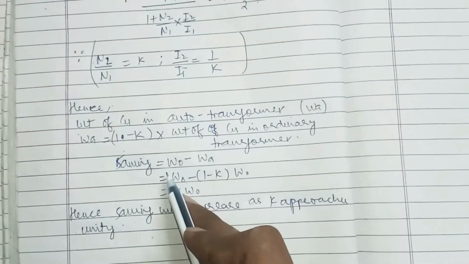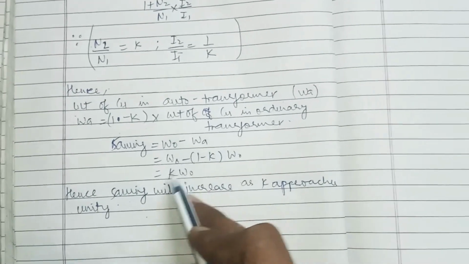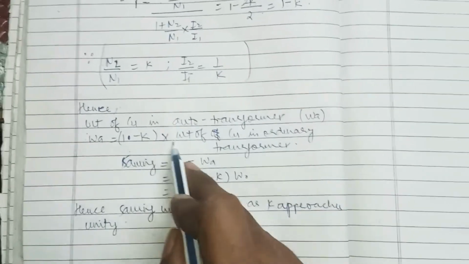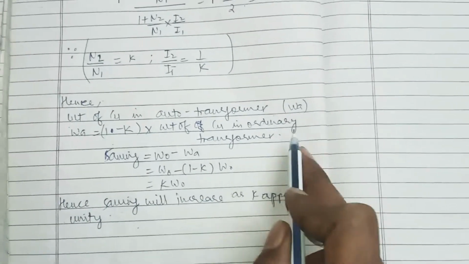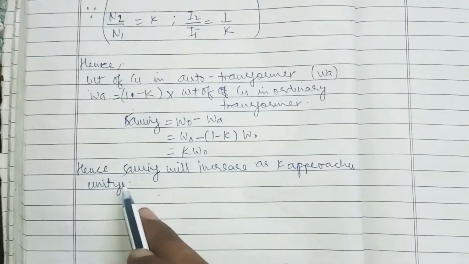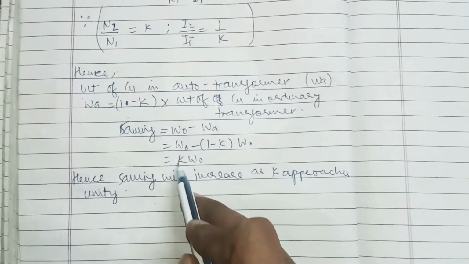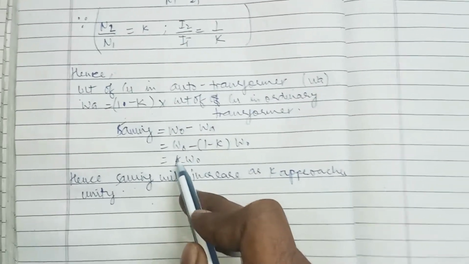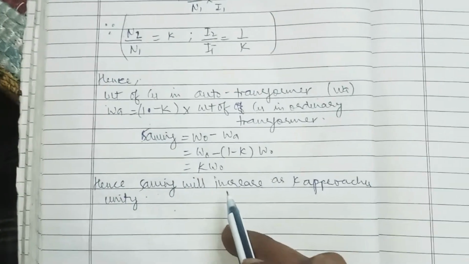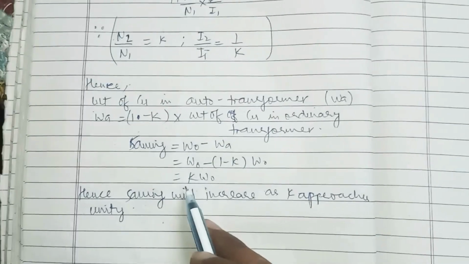The saving is equal to the weight of the ordinary transformer minus the weight of the auto transformer. In place of the auto transformer weight we can put the value (1 minus K) times the weight of copper in the ordinary transformer, so the saving comes to K times the weight of the ordinary transformer. Hence the saving will increase as K approaches unity. As the transformer ratio K increases, the saving will increase, so the saving solely depends on the transformer ratio. Thank you.